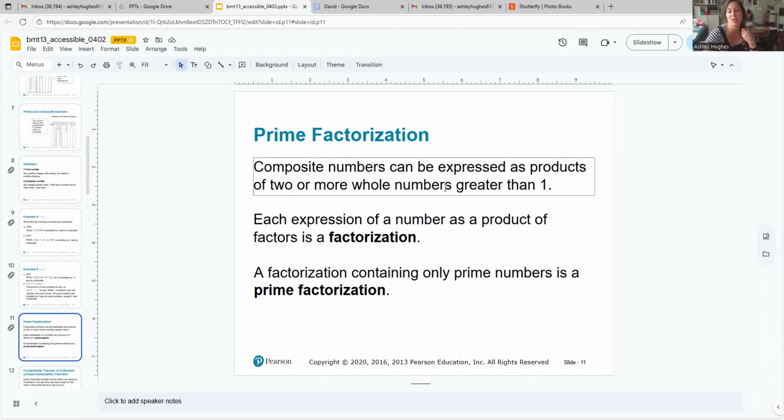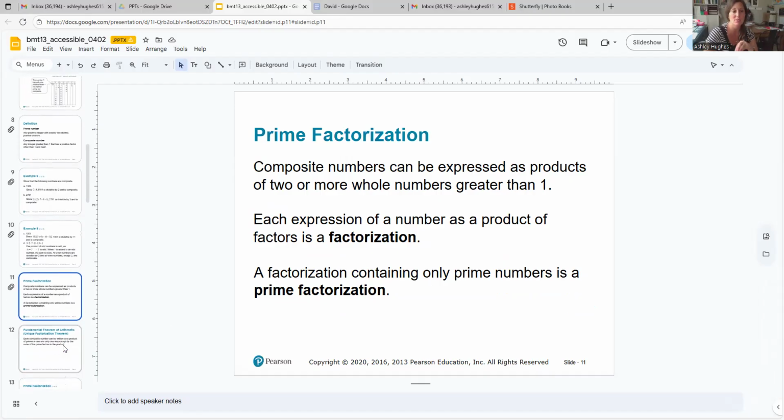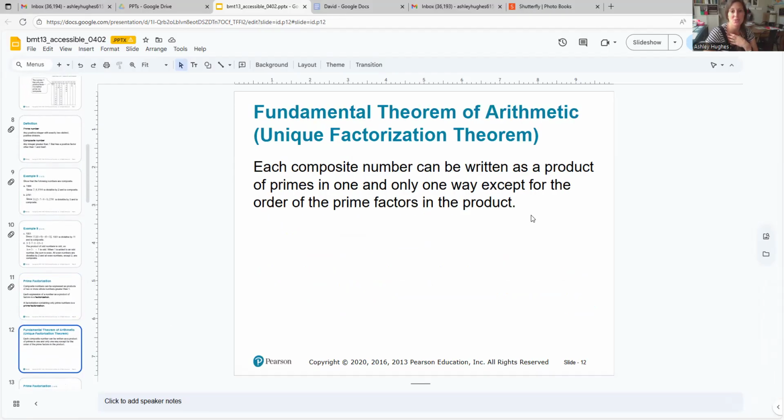Composite numbers can be expressed as products of 2 or more whole numbers greater than 1. Each expression of a number as a product is called a factorization. And a special kind of factorization where it's down to its prime numbers is called a prime factorization. So each composite number can be written as a product of primes in one and only one way, except for the order of the prime factors.